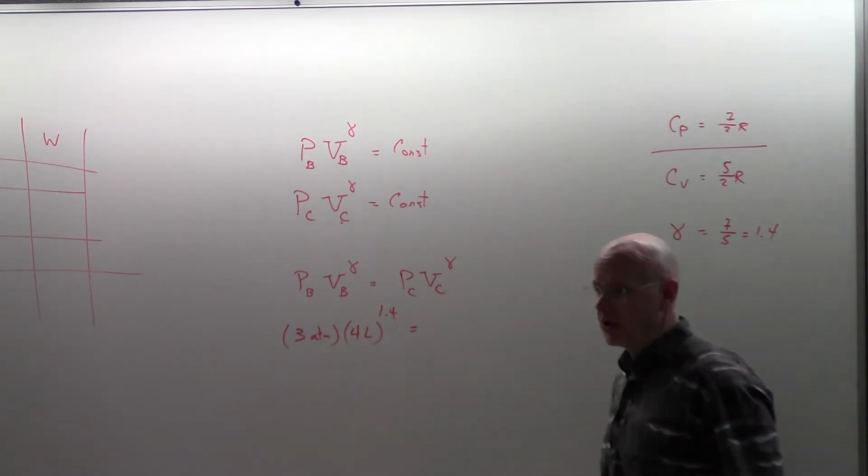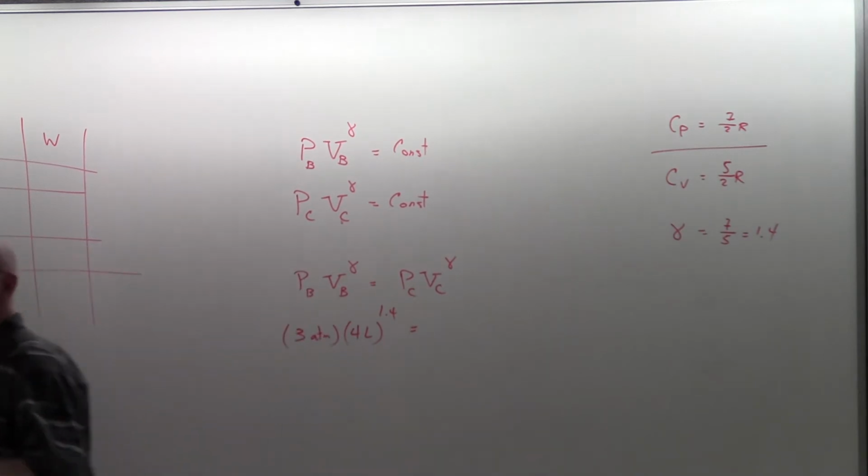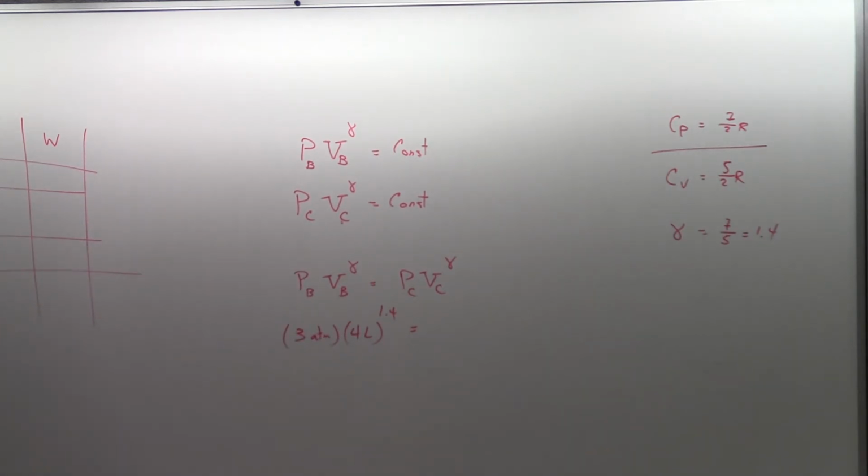So I don't in any way try to memorize gamma or CP. It's just CV. I know CV for each of these. It's the number of degrees of freedom. That's why I said the number of degrees of freedom will become a powerful tool for you. And you're just beginning to see the tip of the iceberg.